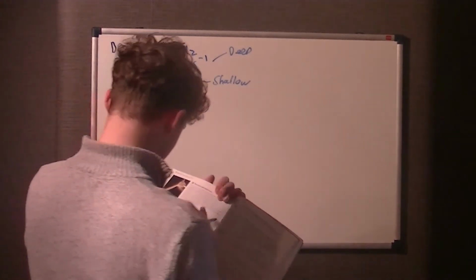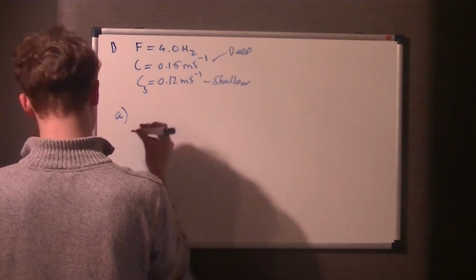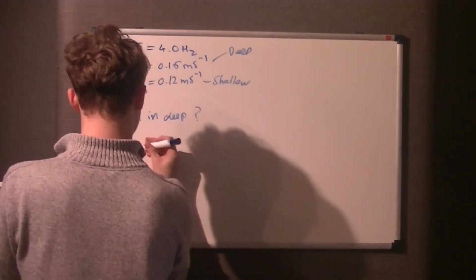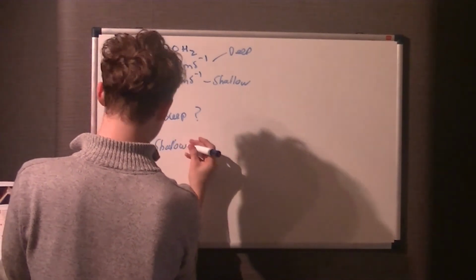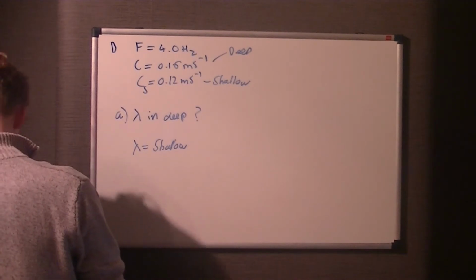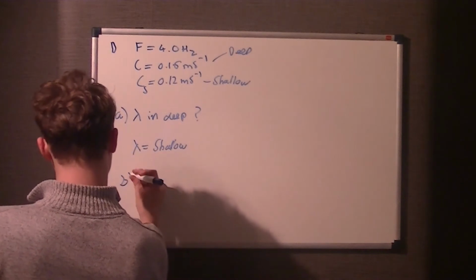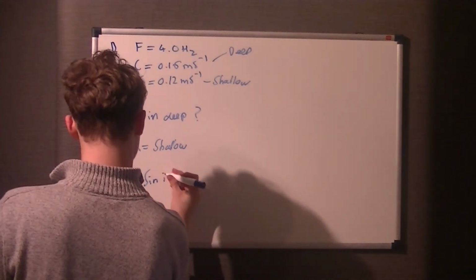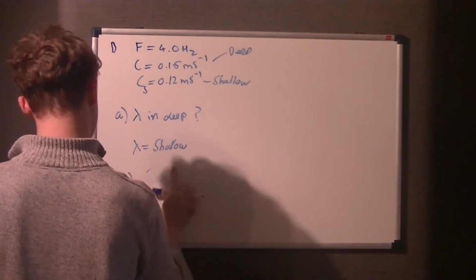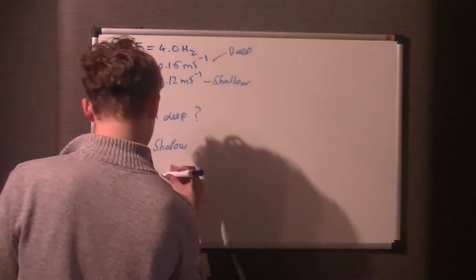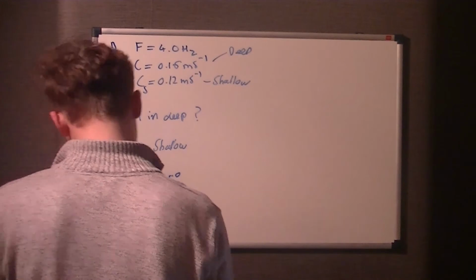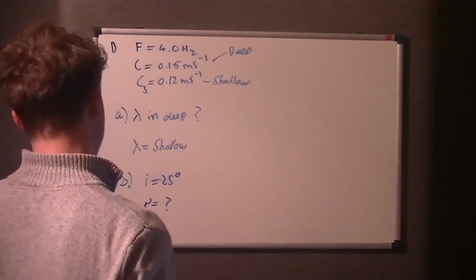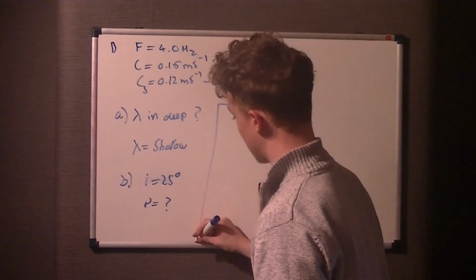Calculate the wavelength of these waves, in deep water, so lambda in deep, and lambda in shallow. And then the next part of that, the incident wavefronts. So sin I, I equals 25 degrees, and you need to work out R, and this is the same part of the question, by the way. I'm just simplifying it down, getting rid of all the words so you can just pick out the key information.